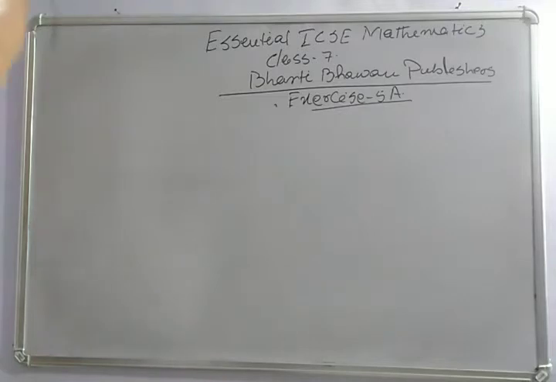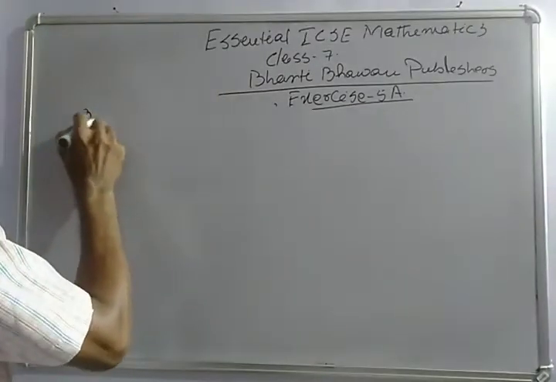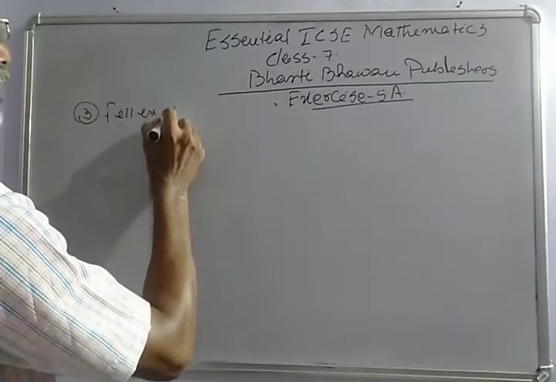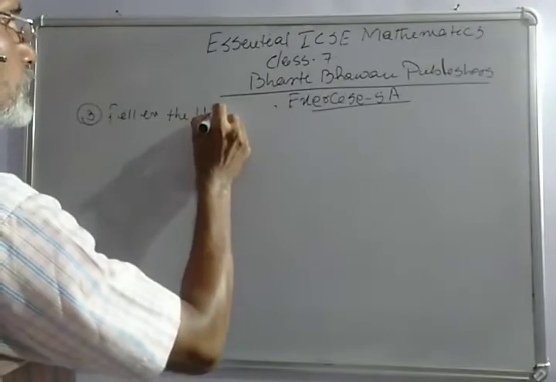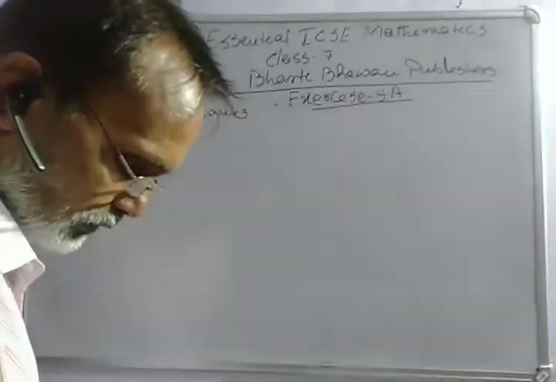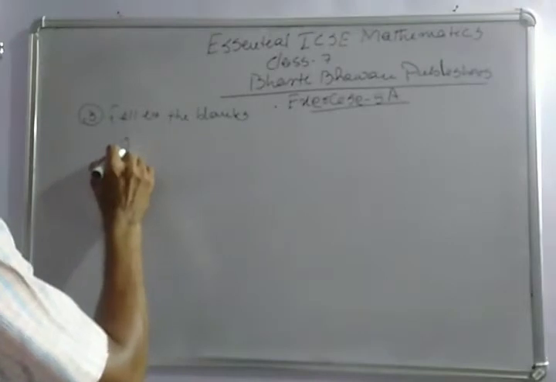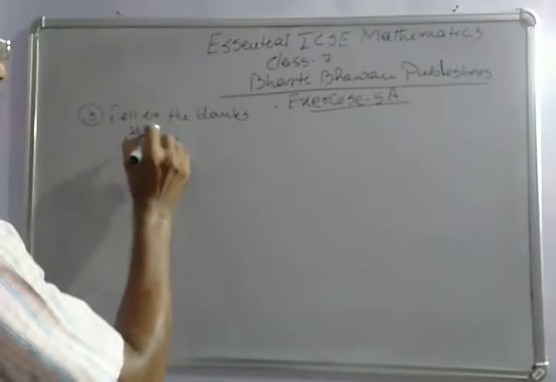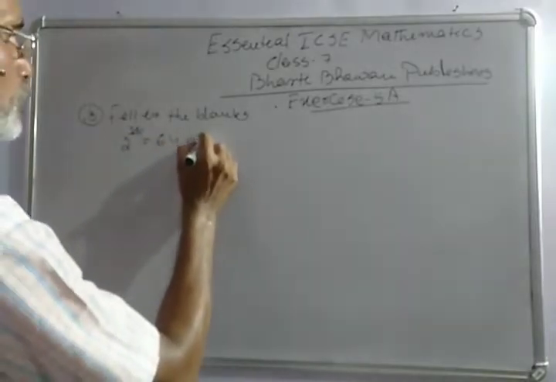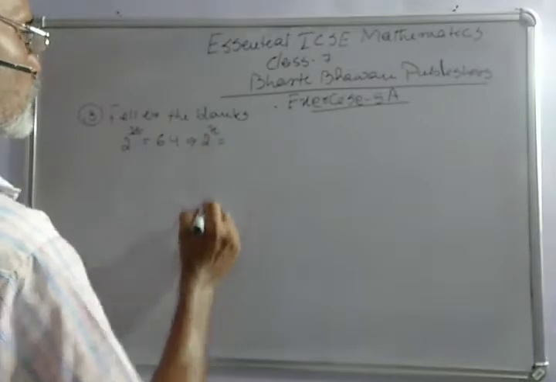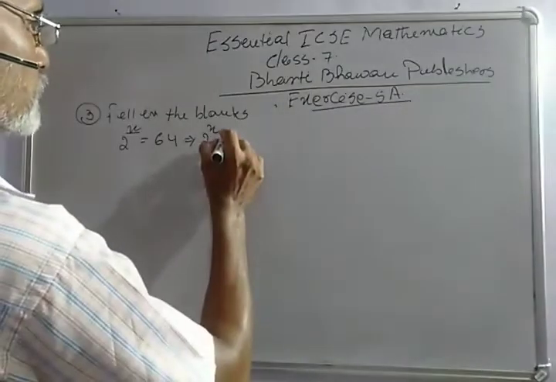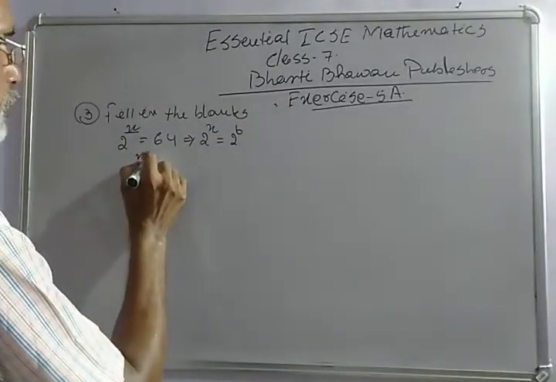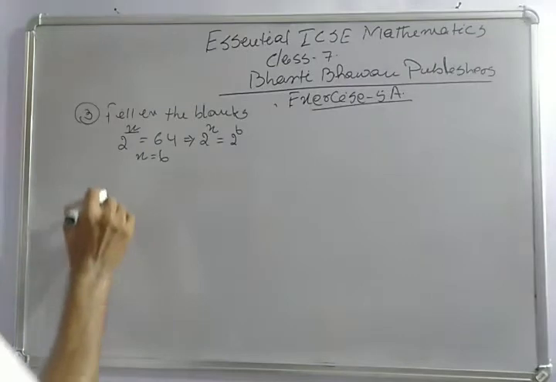Then number 3. Number 3 is fill in the blanks. The first one is 2 to the power x is equal to 64. So this is equal to 2 to the power x is equal to 2 to the power 6. As the bases are equal, the powers will be equal, therefore x is equal to 6.